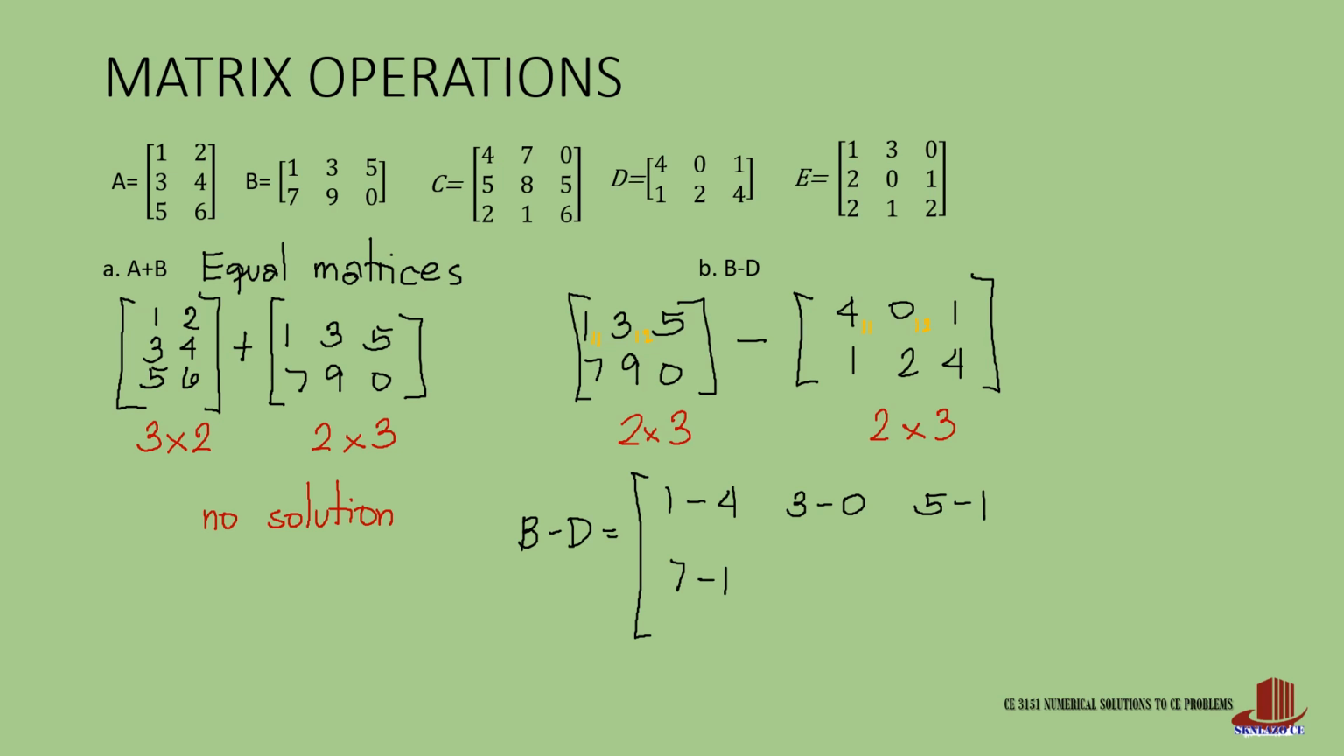7 less 1 for A21, 9 take away 2 for the next element, and lastly 0 take away 4 for our last element. Then we can simplify. 1 minus 4 would be negative 3, 3 minus 0 is 3, 5 minus 1 is 4. And then 7 less 1 is 6, 9 less 2 is 7, and 0 less 4 is negative 4.